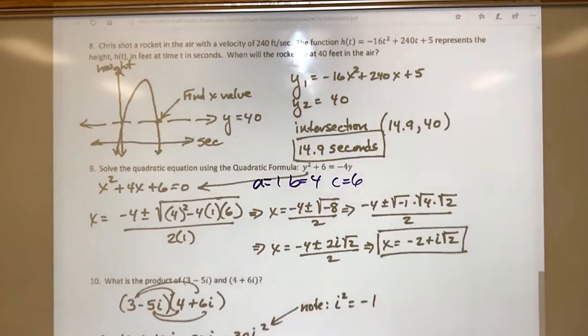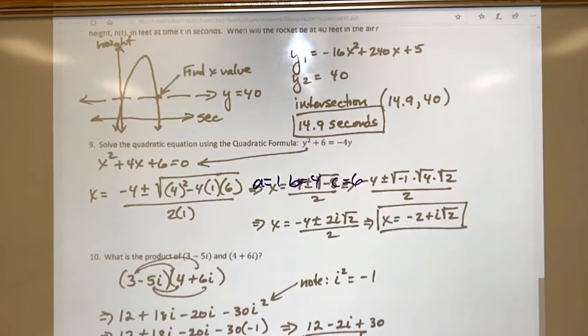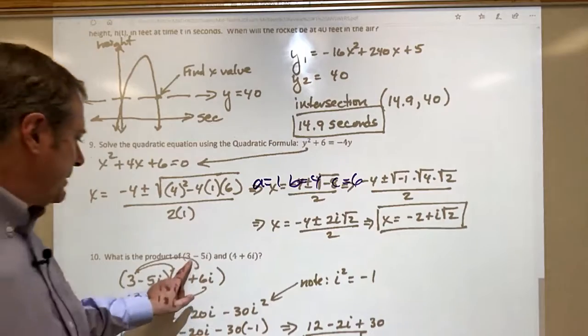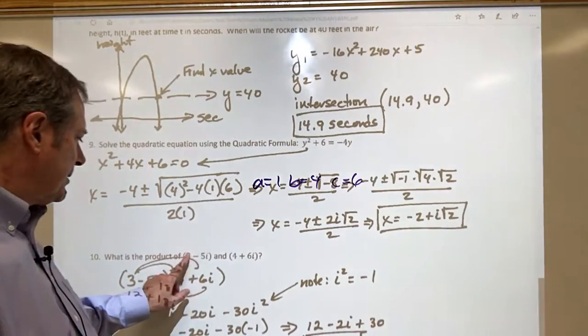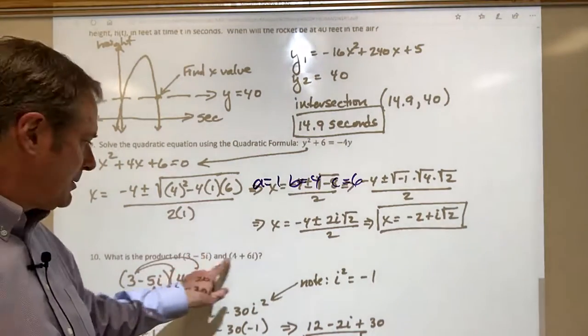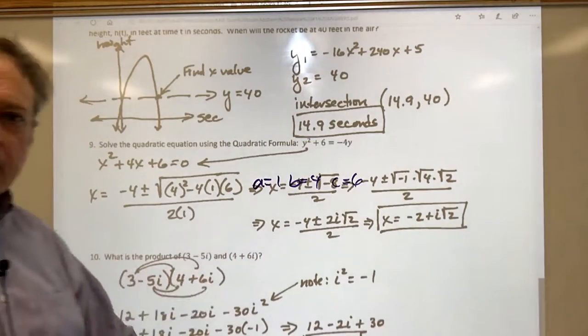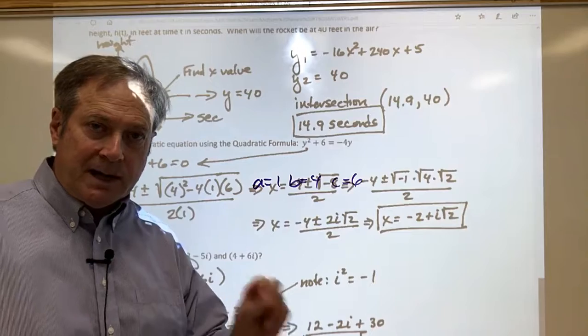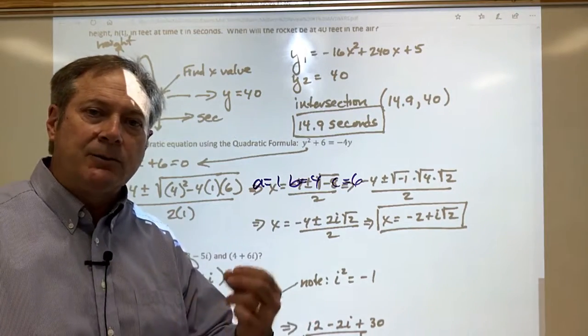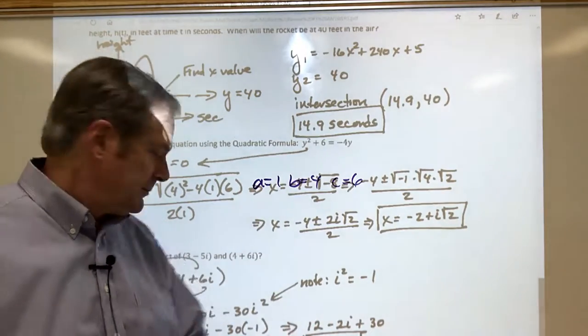And then the last one on this review, the product of, here we have a complex number, a real number with an imaginary number, times a real number plus imaginary. The only thing that's different here is you need to remember when you have i times i, you get i squared, and that equals a special number, negative 1.